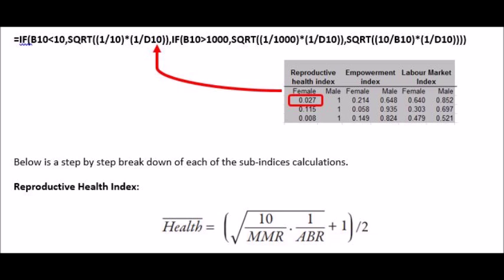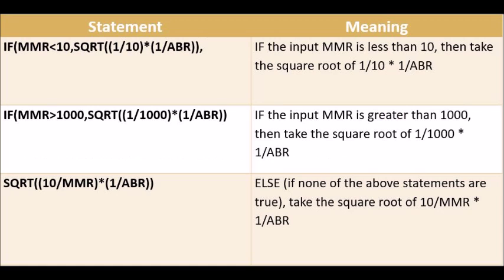The if statement executes a certain section of code if the test expression is evaluated true. If not, it moves on to the next section and evaluates to see if that is true, and so on and so forth. Let's break down this equation a little further. First, Excel would look to see if the first statement is true. And the first statement says that if the input maternal mortality ratio is less than 10, then I would want to take the square root of the product of 1 over 10 times 1 over the adolescent birth rate.